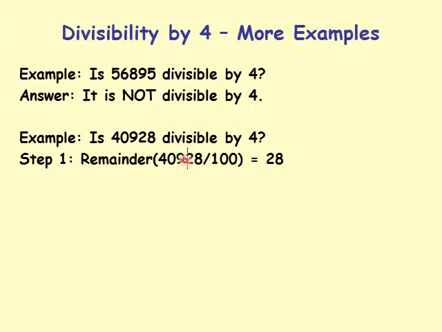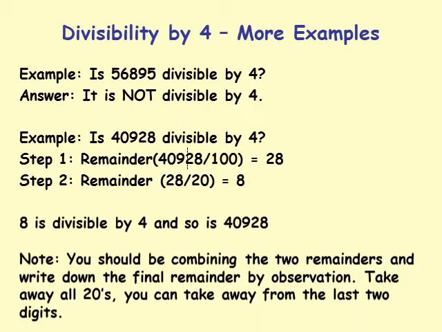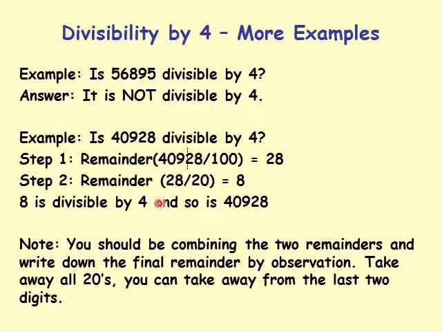The way we divide by 100 is to separate the last two digits and draw a line to the left; the number on the left is the quotient and the one on the right is the remainder. The remainder is 28, the quotient is 409. After that, we take this remainder and find its remainder when we divide by 20. The remainder of 28 divided by 20 is 8. 8 is divisible by 4 and so is 40928.